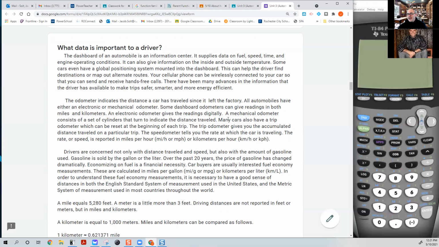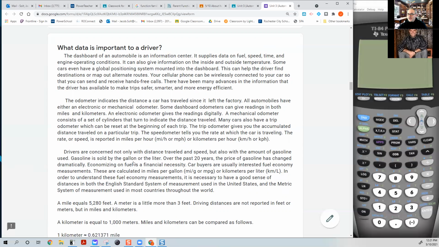Many cars also have a trip odometer, which can be reset at the beginning of each trip. The trip odometer gives you the accumulated distance traveled on a particular trip, while the speedometer tells you the rate at which the car is traveling. The rate or speed is reported in either miles per hour, mph or mi/h, or in kilometers per hour, km/h or kph.